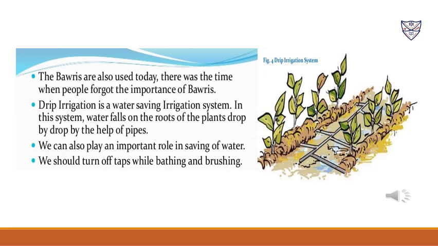In bowries, what people do is they dig a big ditch in the ground and the water is collected over time. Recently, the importance of bowries has increased because of the shortage of water. Another system which plays an important role is drip irrigation. In drip irrigation, water is supplied through pipes which have holes in them. So water here is wasted very little as it goes directly to the roots of the plant. We can also play an important role in saving water. We should make sure that we turn off the taps whenever water is not being used.